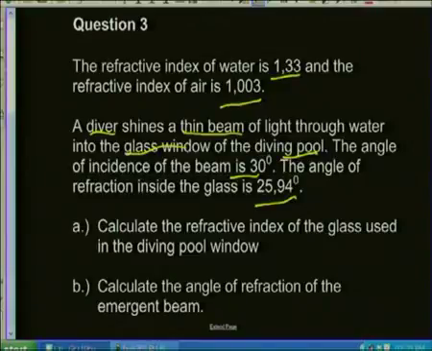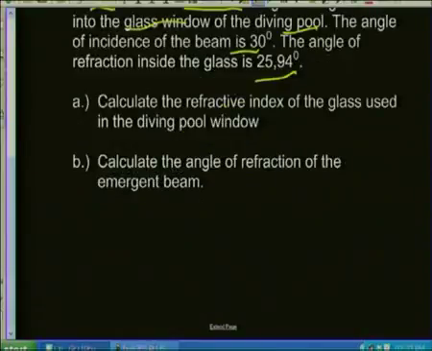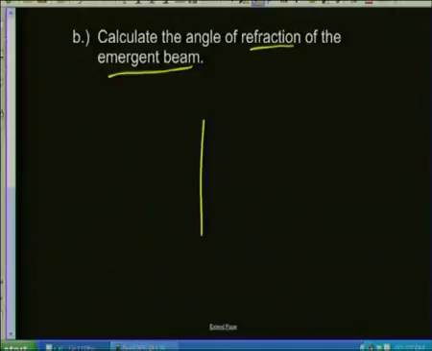25,94 degrees. And the two questions we're asked to calculate in this context are, first of all, to find the refractive index of the glass used in the diving pool, and secondly, to calculate the angle of refraction of the emergent beam. Okay, so there's quite a mouthful there, and we need to be really careful. So when you're given a problem like this, one of the things you need to do is to draw a picture.